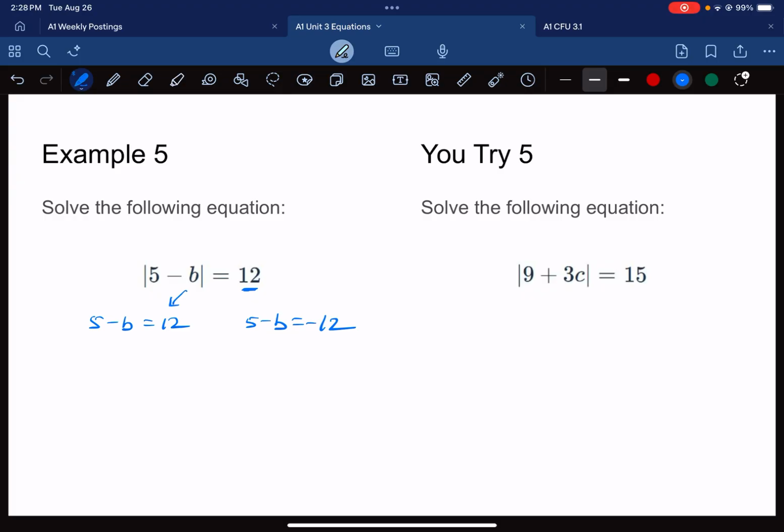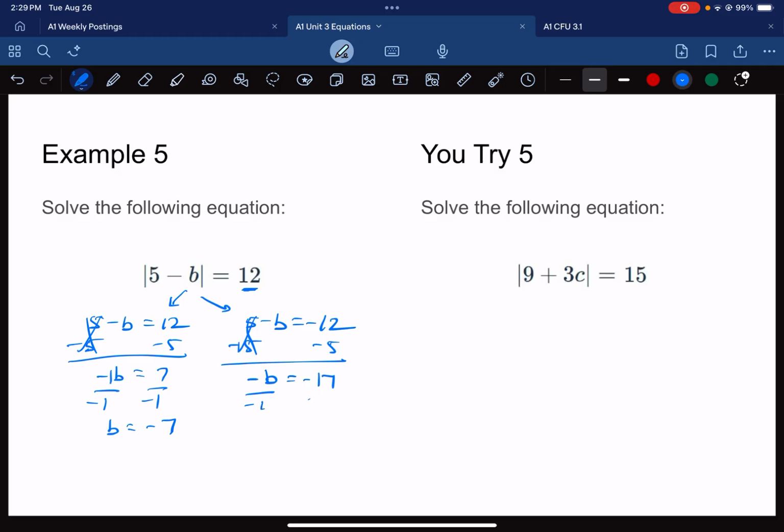So I'm going to split this up into two to get my two answers. I'm going to subtract 5 from this side, and that gives me 7. And I'm going to divide by -1, because that's what this number in front of the b is. It's a negative, but there's a -1 there, so that gives me b equals -7. Okay? And then the second one, you're going to subtract 5. That's canceling out. You get a -b. You get -12 and -5 make -17, and then you divide by -1. And b is 17.